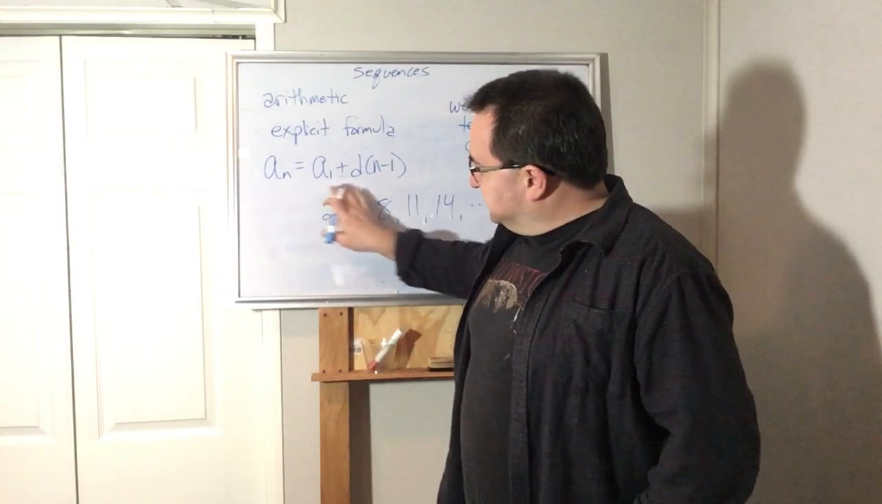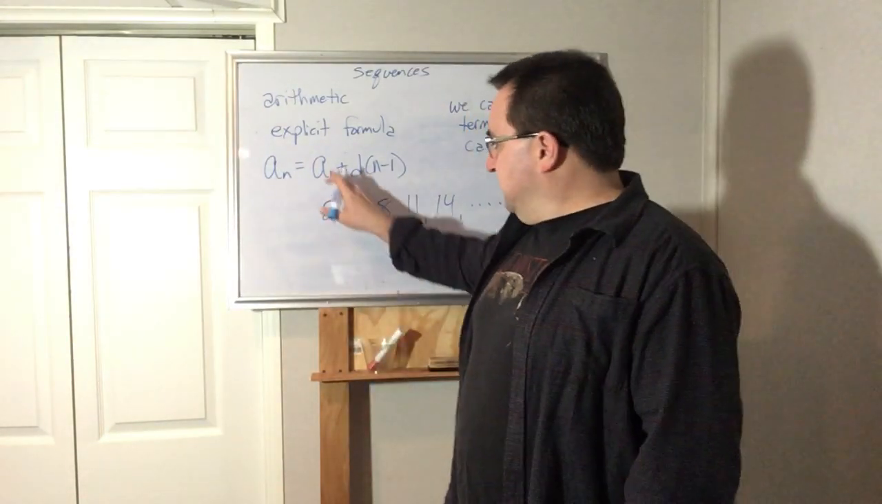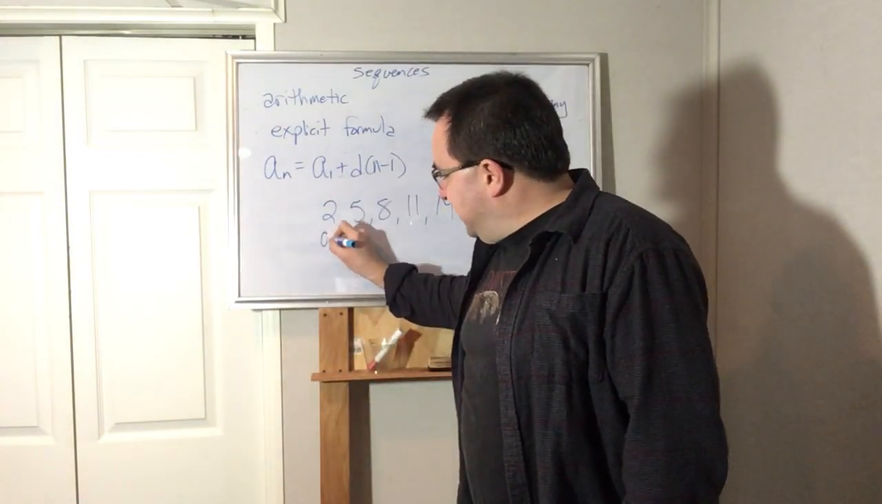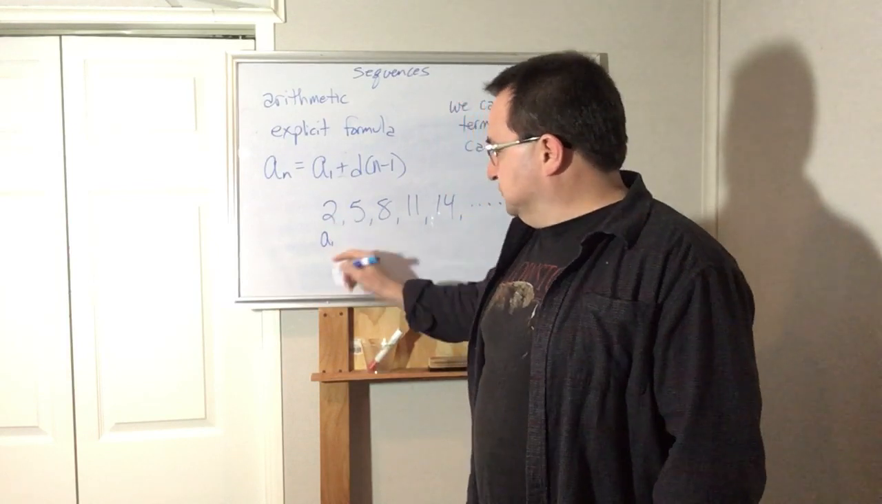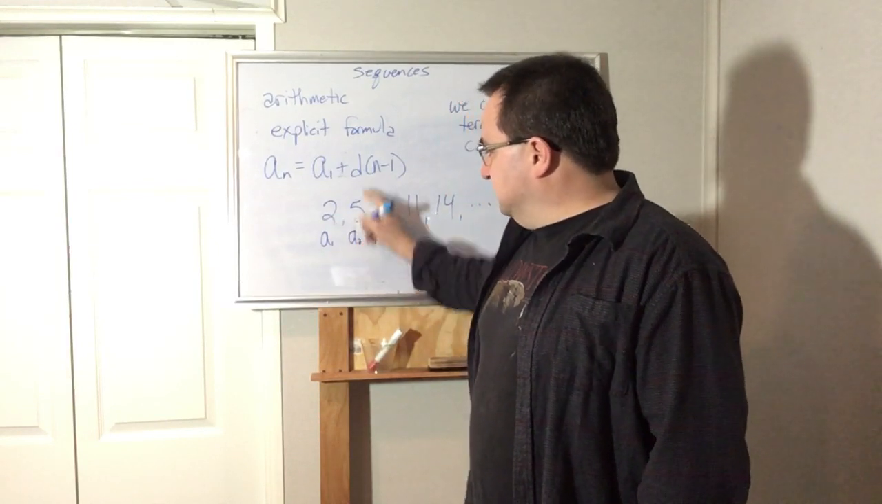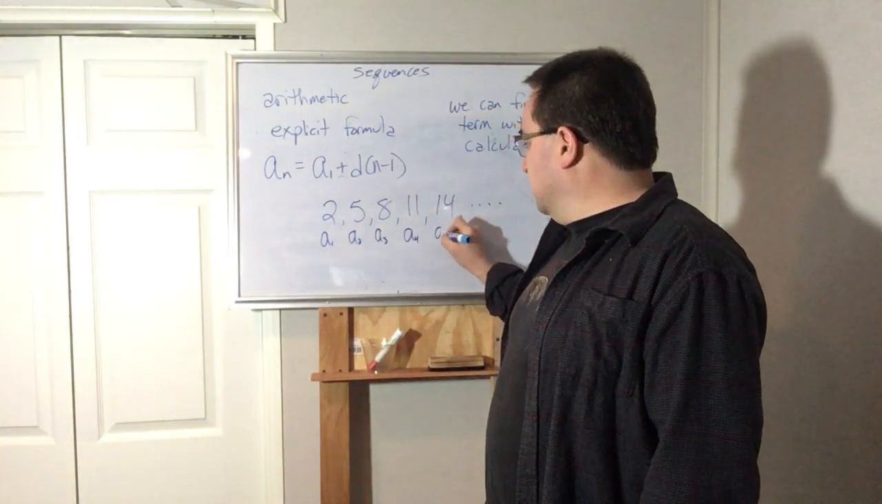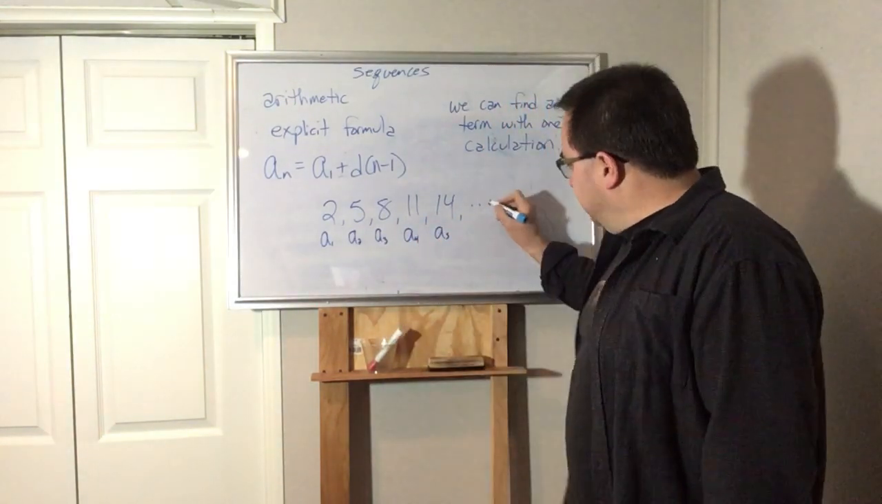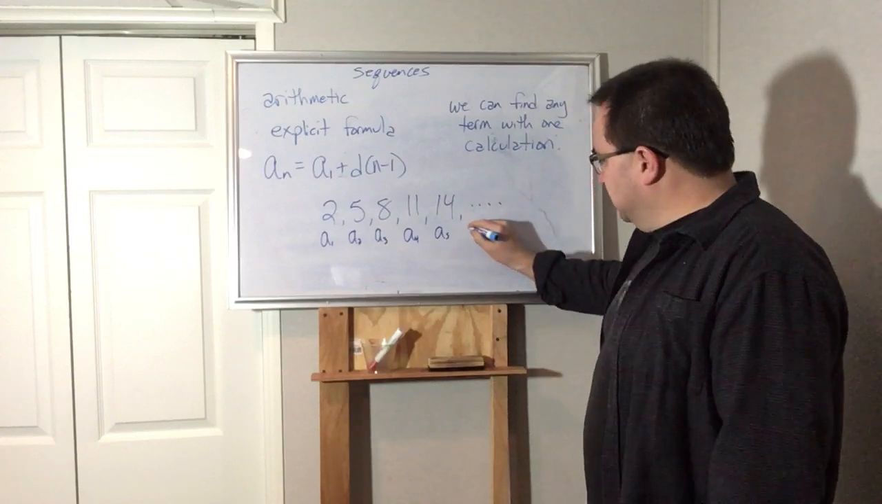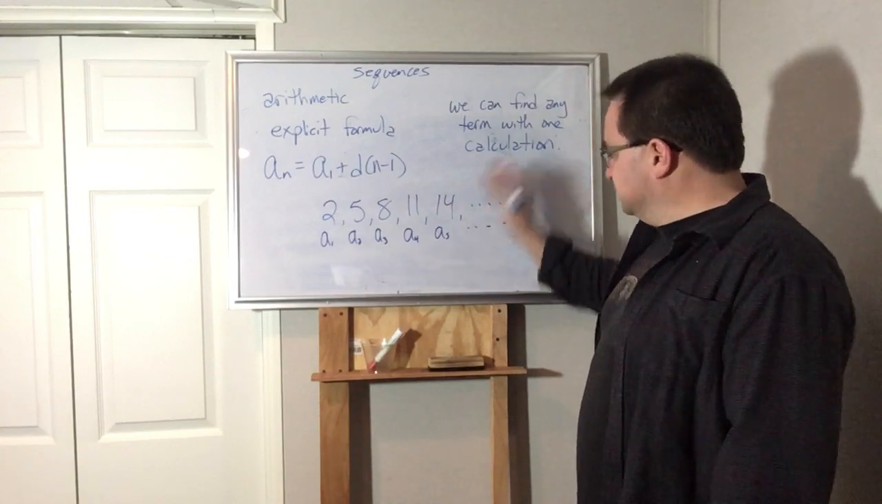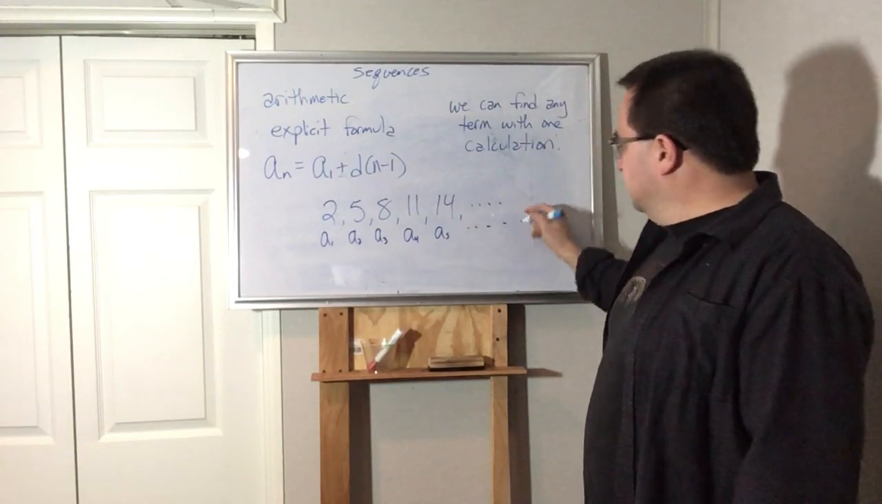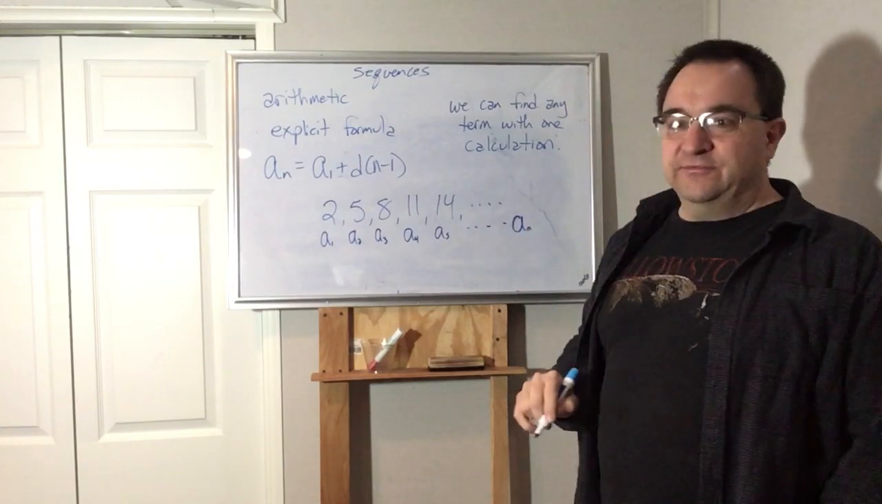So see these subscripted A's, A with the little numbers? This is A sub 1, the first term. A sub 2 is the second term. A sub 3, A sub 4, A sub 5, and on you go. Out here somewhere, I don't know how far, there's a 6th, 7th, 8th, 9th. We call that the nth term.